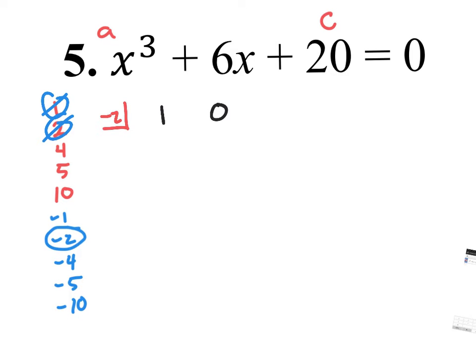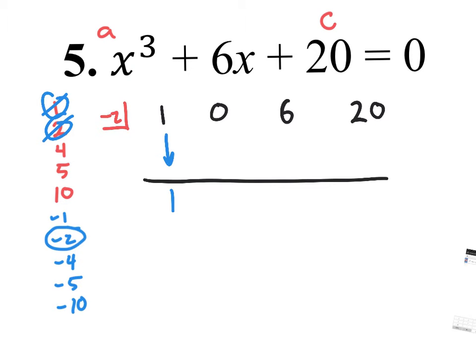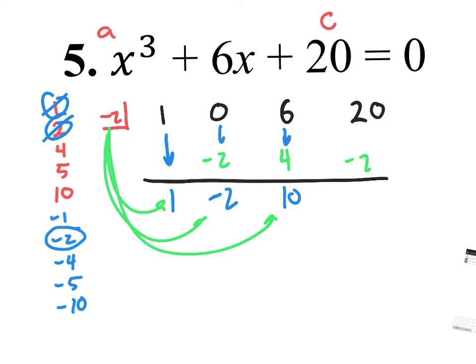We have 0 as a coefficient of x squared, 6 as a coefficient of x, and 20 as the constant at the very end. So as you go down, you combine: 1 plus 0 is 1. As you go up, you multiply: -2 times 1 is -2. As you go down, you combine: 0 plus -2 is -2. As you go up, you multiply: -2 times -2 is +4. As you go down, you combine: 6 plus 4 is 10. As you go up, you multiply: -2 times 10 is -20.